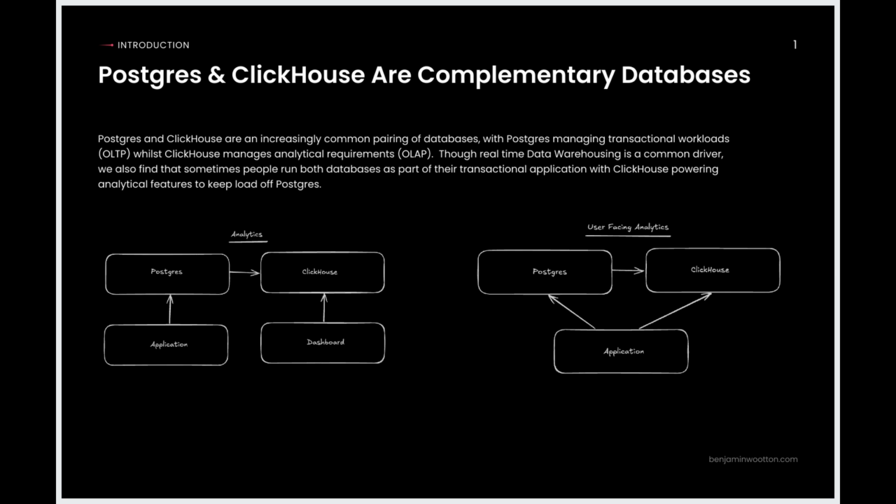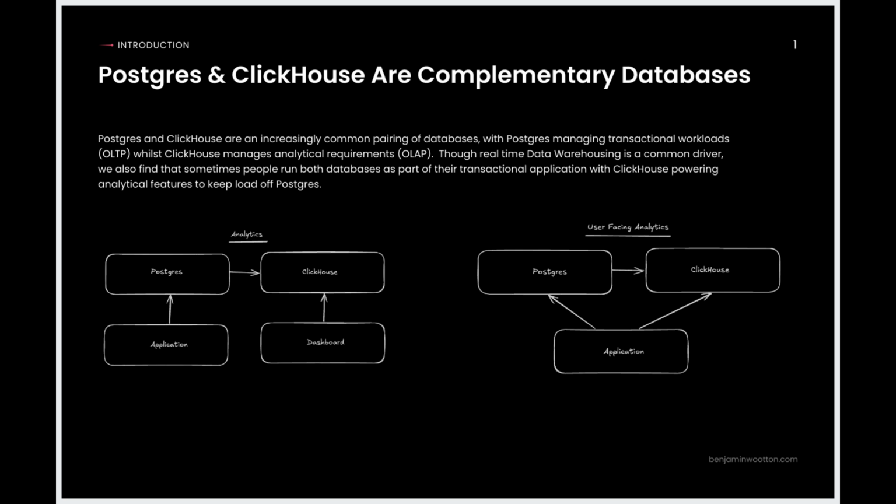Now, if we decide to run these two databases in parallel, what we have to think about is how do we get data into ClickHouse? We could do that at the application layer, by the application writing to both databases or choosing where to write to. Or we could do this at the database level, which is probably a simpler and more reliable solution, by cloning and replicating data from Postgres into ClickHouse.